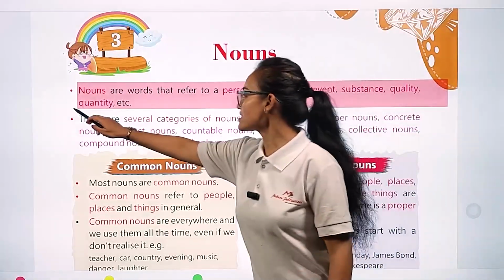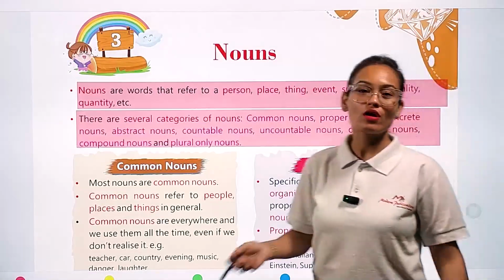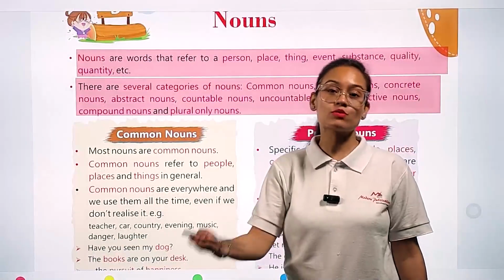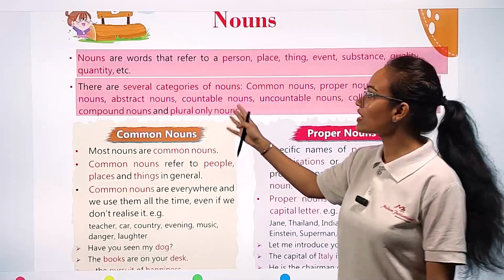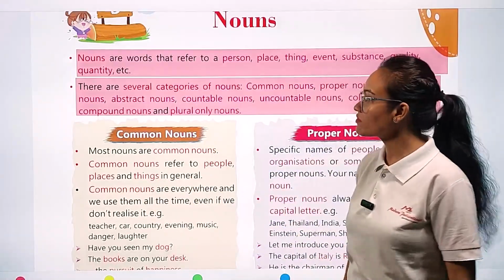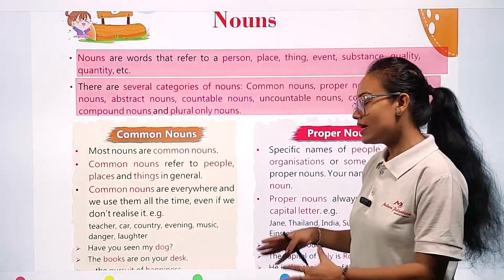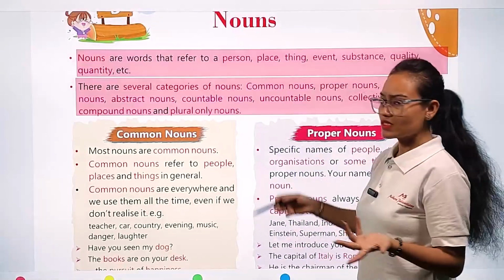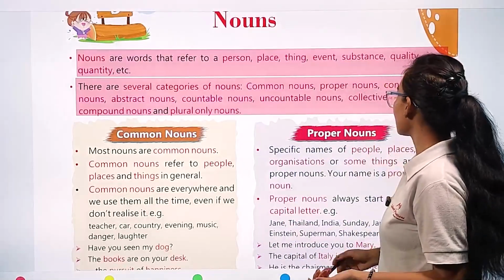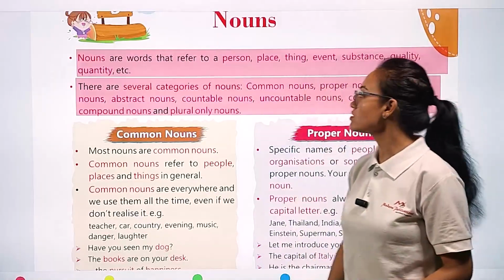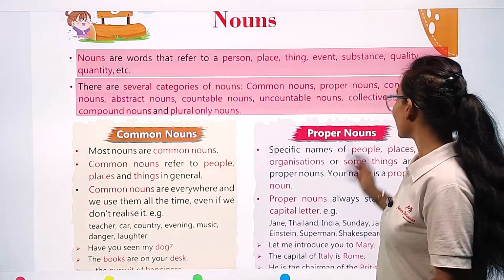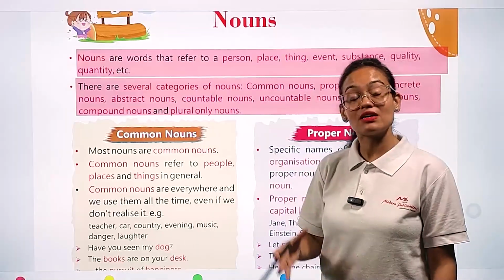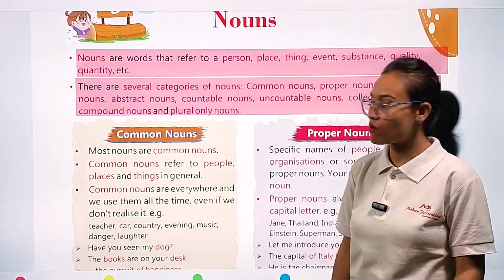Okay? There are several categories of noun, and you all know in your previous classes we have also studied the different categories of noun, meaning the different types of noun. In total, we can't count how many categories of noun there are, that's why we use the term several. In English grammar, my dear students, we have several categories of noun, like common noun, proper noun, concrete nouns, abstract nouns, countable nouns, uncountable nouns, collective nouns, compound nouns, and plural only nouns. Yes, some nouns are present only in their plural form, not in singular form. Okay, so come with me.